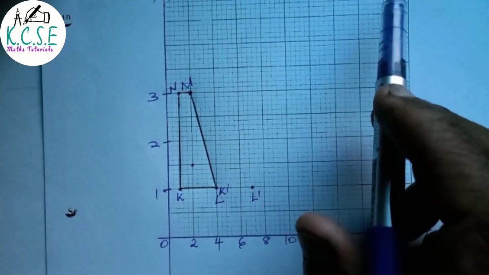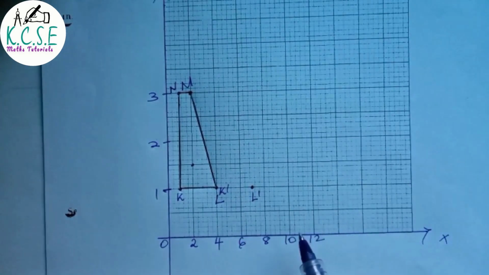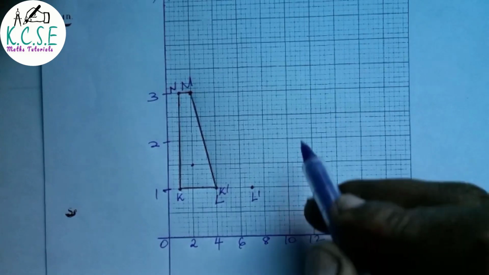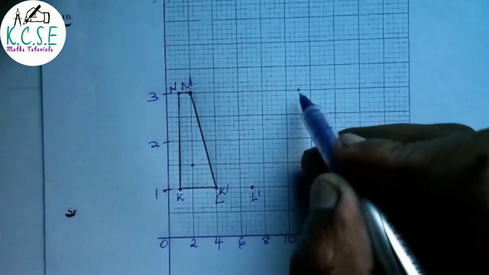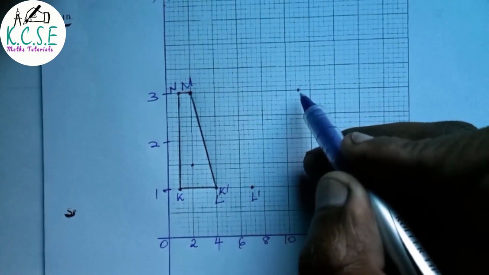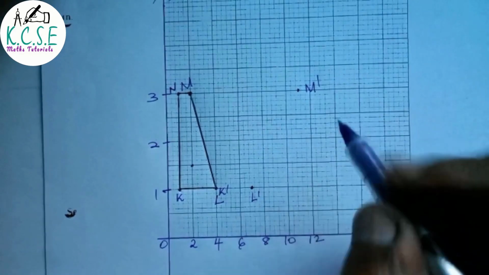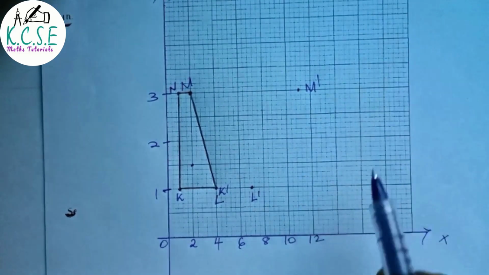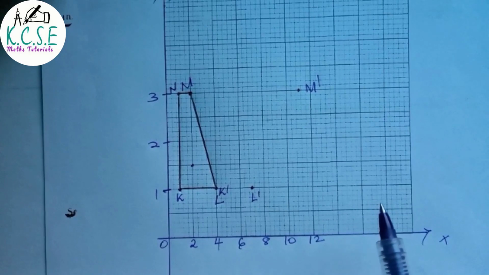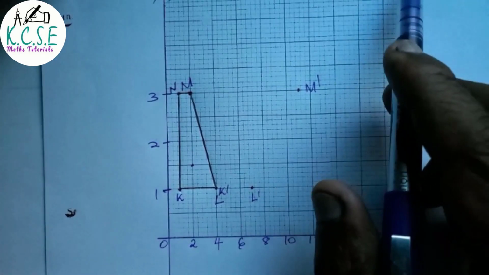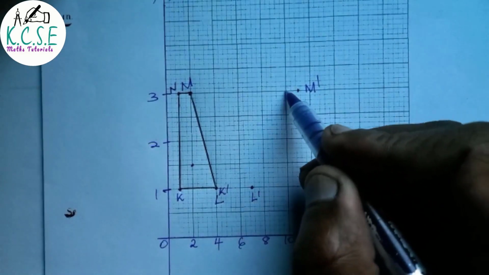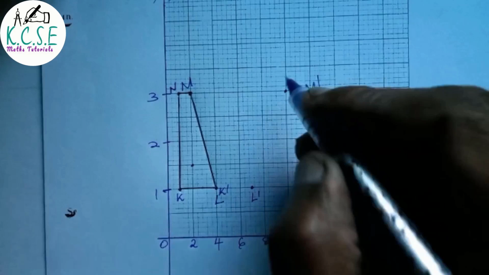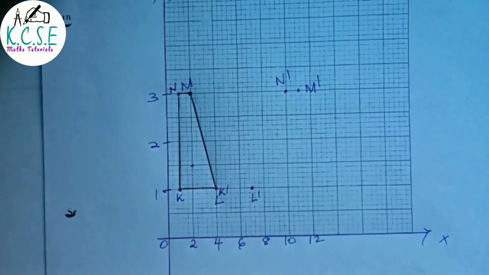Then M prime will be 11, 3. 11 is between 10 and 12. 11, 3 will be here. So 11 is here. 3 is there. This is M prime. Then N prime is 10, 3. This is N prime. 10, 3 is here. This is N prime. It is there.